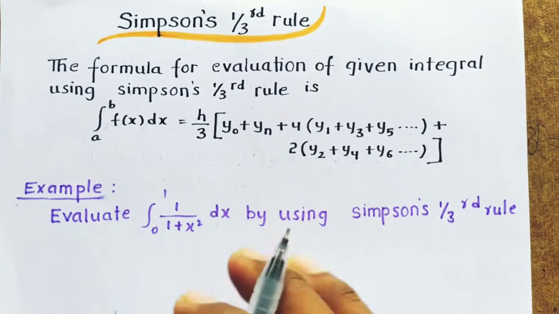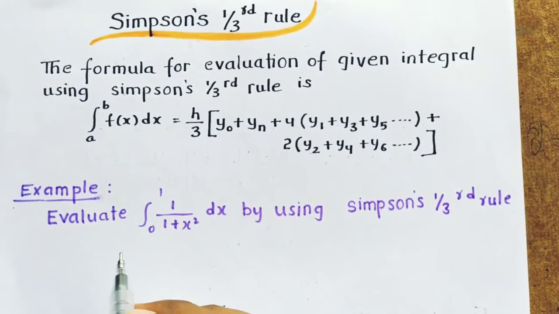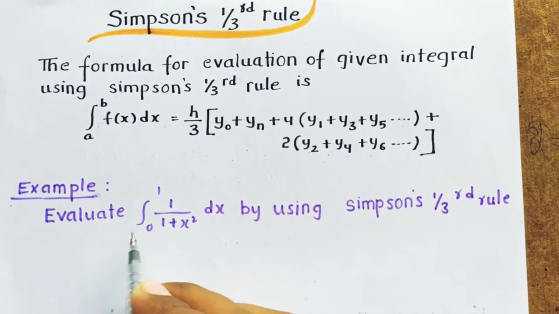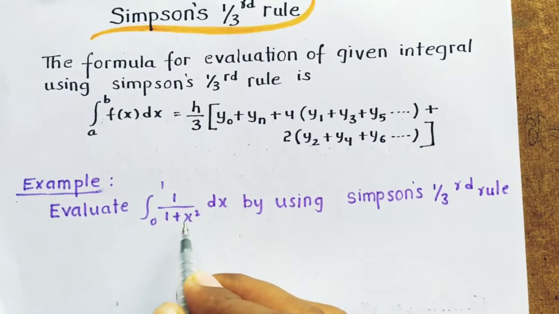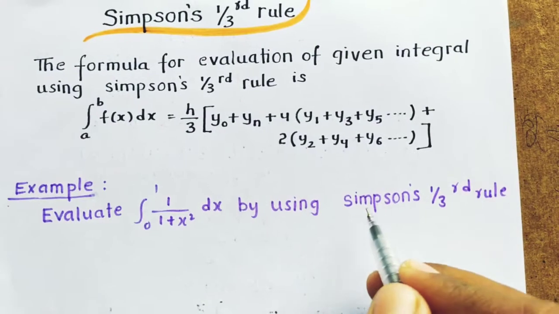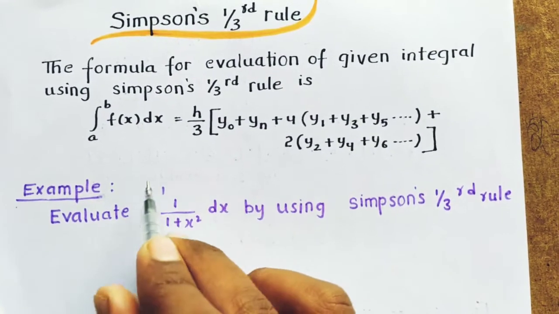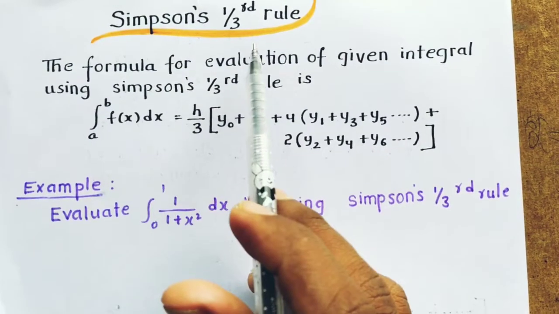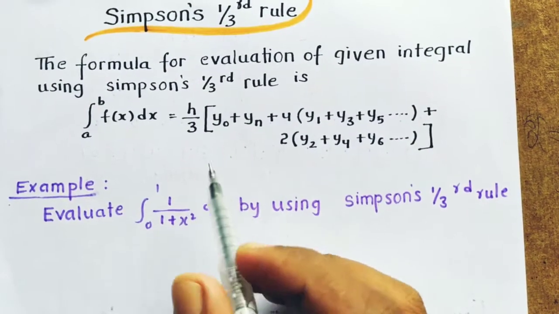Here let's see a small example related to this rule. Evaluate the integral from 0 to 1 of 1 by 1 plus x square dx by using Simpson's 1/3 rule. Let's see how to solve it using this rule.